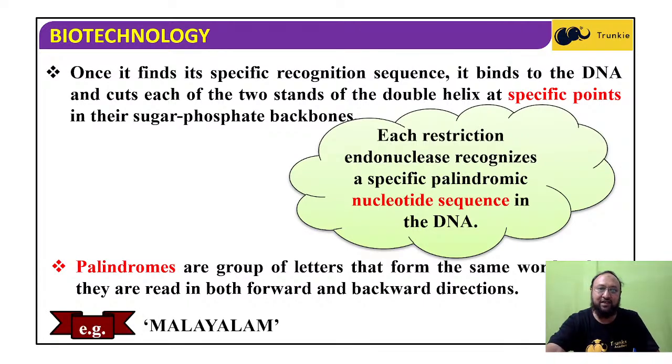Like we have seen in examples, like Malayalam. If you read from the left hand side it is Malayalam, and if you read from the right hand side also it will be Malayalam. So that is what we call palindromes, or a palindromic sequence.